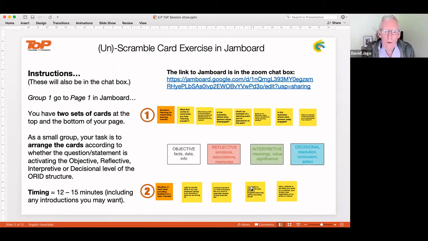The timing in your small group is 12 to 15 minutes. If you don't know the other person or persons in your small group, you may choose to spend a minute just introducing yourselves. That's so you get a better sense of who you are and yourself as a group. Let's see now, the link to the Jamboard will be going into the Zoom chat box. It is there now. Okay, so Kevin's put that.